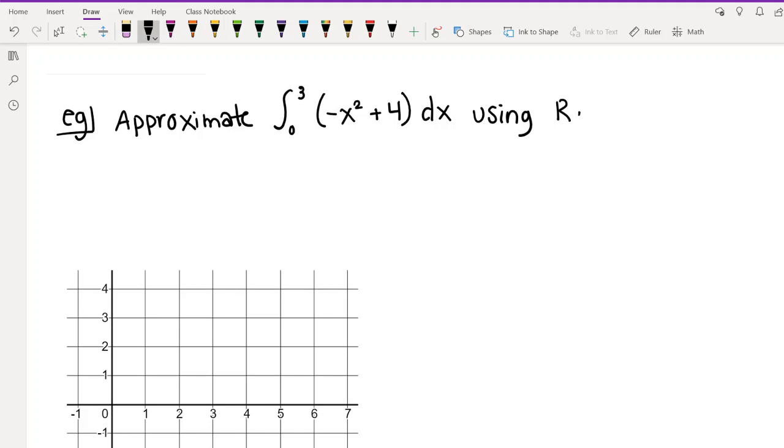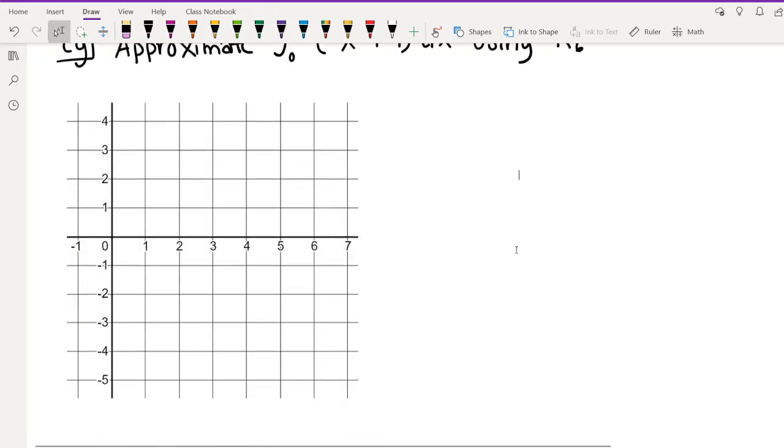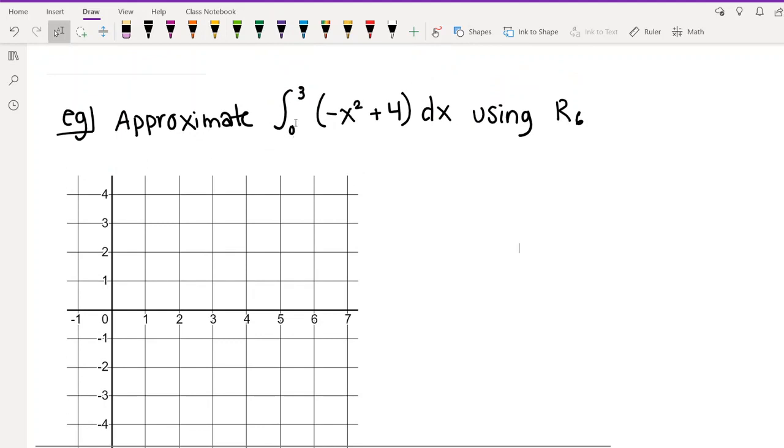So remember, R6 means that when we draw our rectangles, we're going to be using the right endpoint of each rectangle to determine its height. And then this number 6 means that we're using 6 rectangles. So our first step is that we need to actually draw our function and figure out what we are talking about here. If we're taking the integral from 0 to 3, what does that region look like on our graph? And once we have that region, then we can start putting in the rectangles.